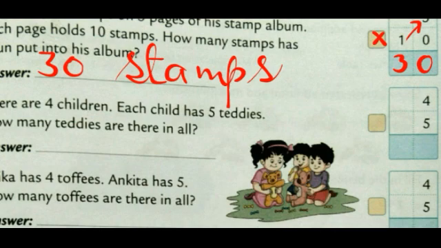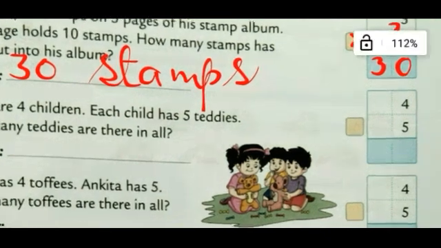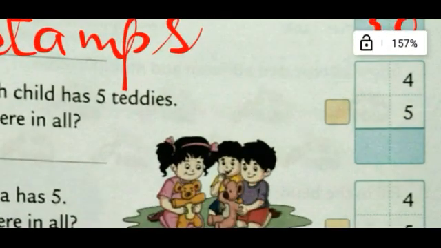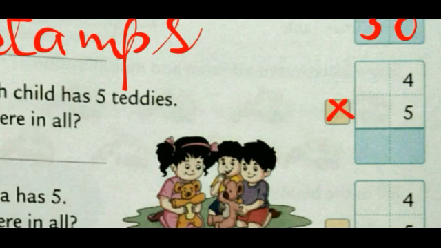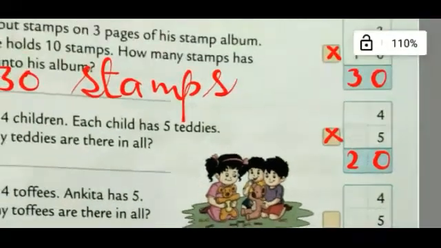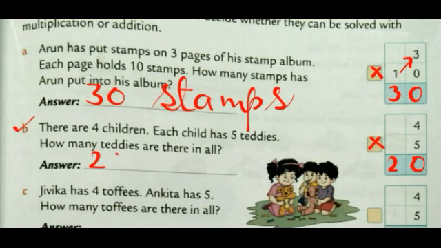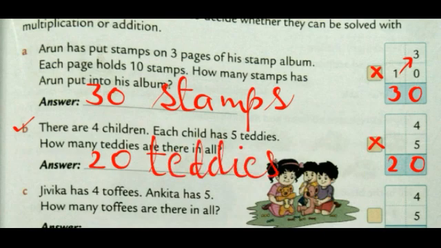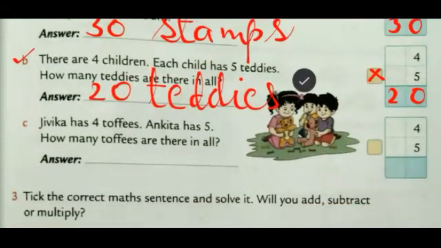That means simply we have to multiply it. We can't add it and find out how many teddies were there in all. Simply we have to multiply. 5 fours are. What is 5 fours are? 20. So we will write here simply 20. That means 20 teddies in all. We can write here 20 teddies. Easy. Now try this third one as homework.